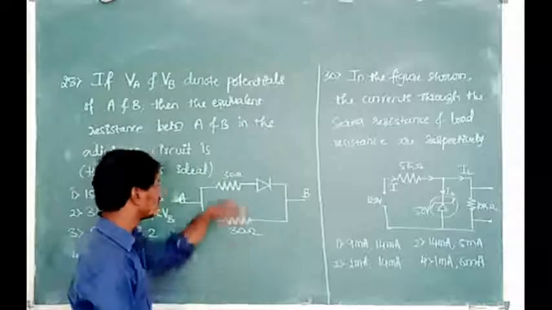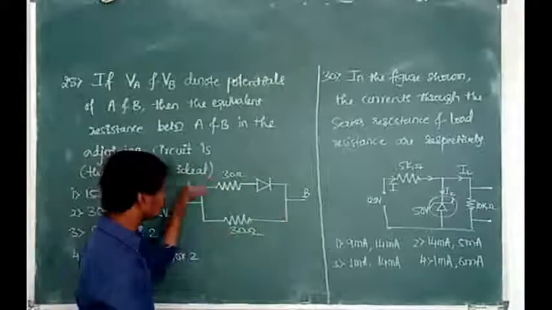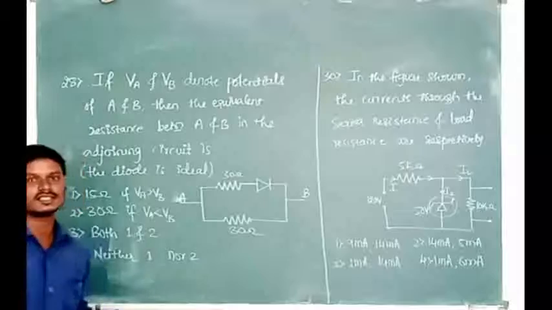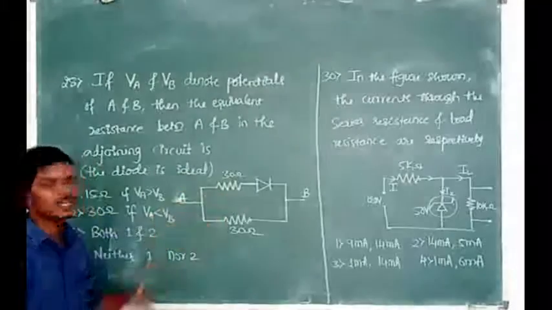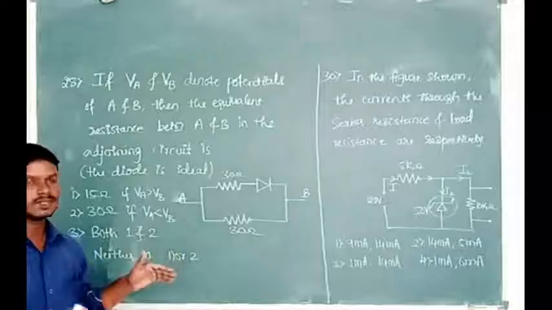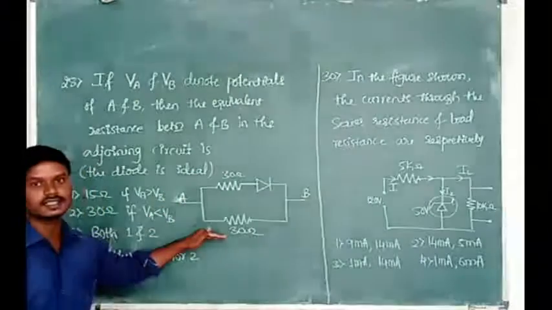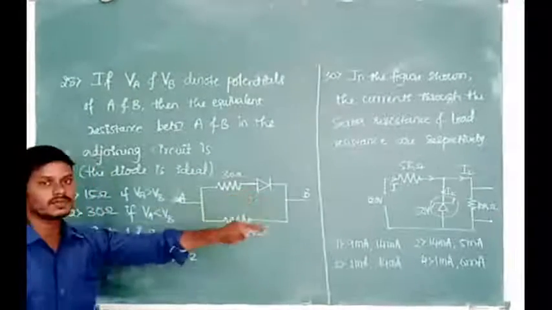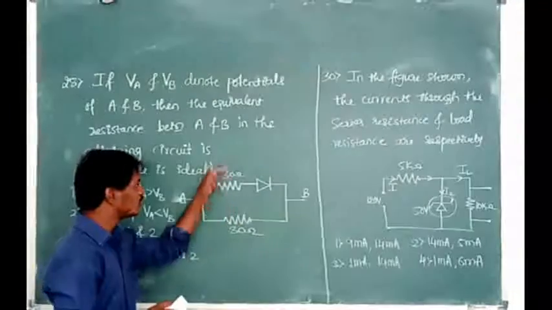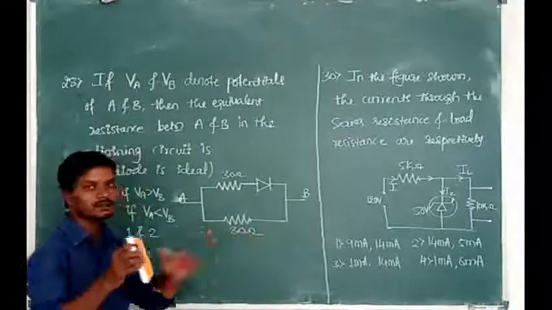Okay. Then what is the equivalent resistance? In both the resistances there is a flow of current. How to find the equivalent resistance? They are connected in parallel. So this 30 ohm and this 30 ohm both are connected in parallel and both are conducting the current here, because the diode is forward biased only when VA is greater than VB. Then what is the equivalent resistance of 30 ohm and 30 ohm in parallel?